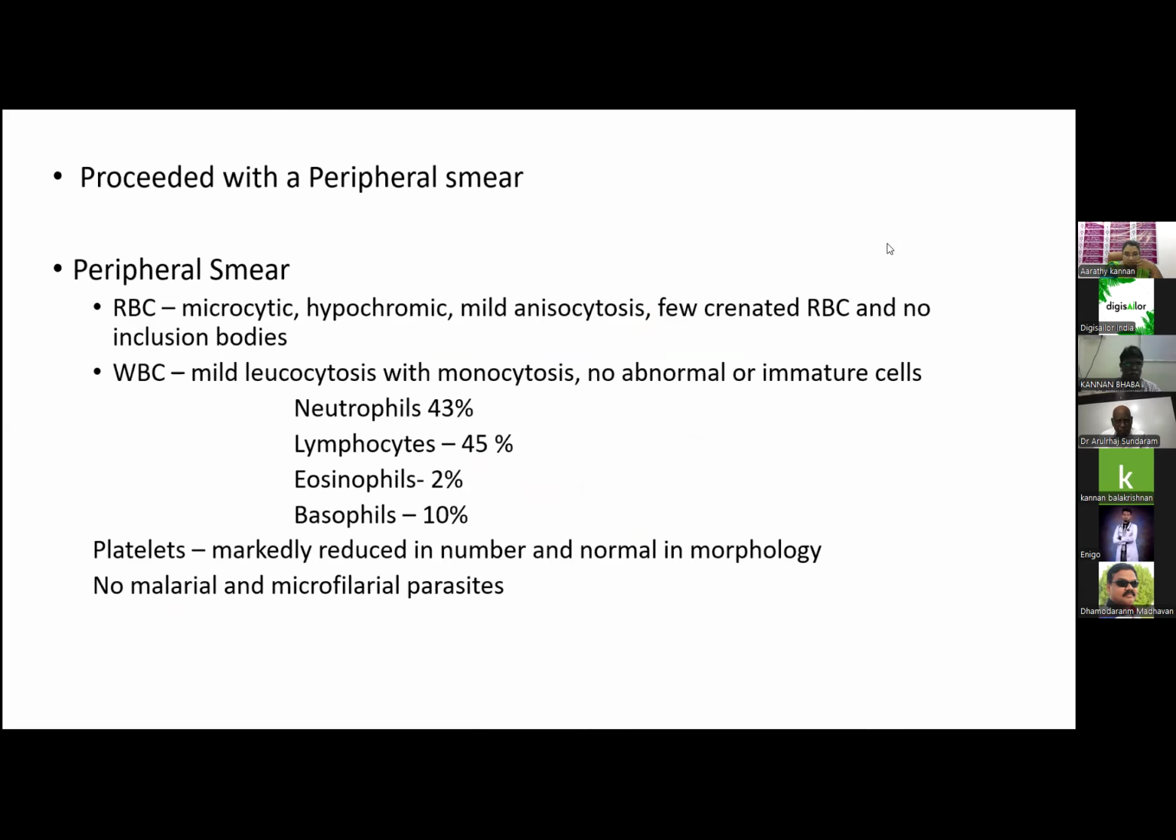So we continued with the further workup. We proceeded with the peripheral smear. The peripheral smear shows microcytic hypochromic cells with mild anisocytosis, mild leukocytosis and monocytosis, and the platelets are markedly reduced and normal in morphology. In the peripheral smear, no malarial or microfilarial parasites were noted. Next slide.